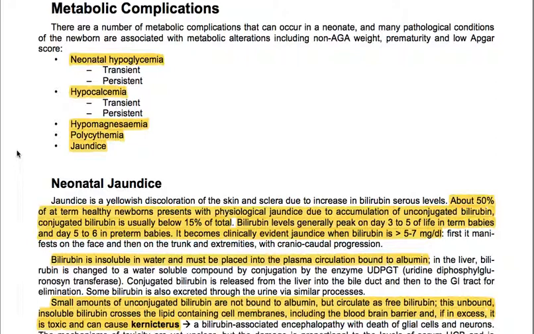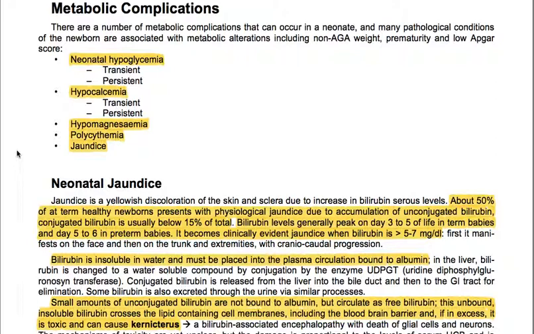About 50% of at-term healthy newborns present with physiological jaundice due to accumulation of unconjugated bilirubin. Conjugated bilirubin is usually below 15% of total. Bilirubin levels generally peak on day 3 to 5 of life in babies and day 5 to 6 in preterm babies. It becomes clinically evident jaundice when bilirubin is more than 5-7 mg per deciliter. First, it manifests on the face and then on the trunk and the extremities, with craniocaudal progression.